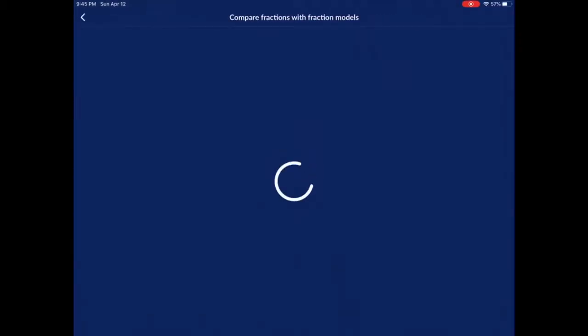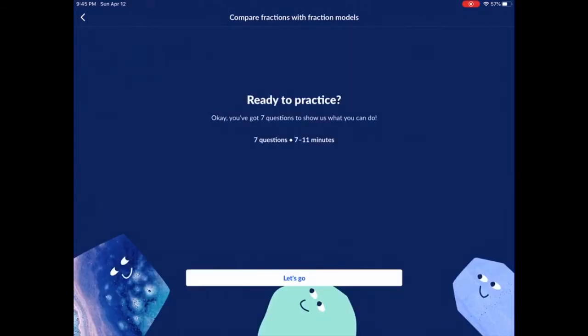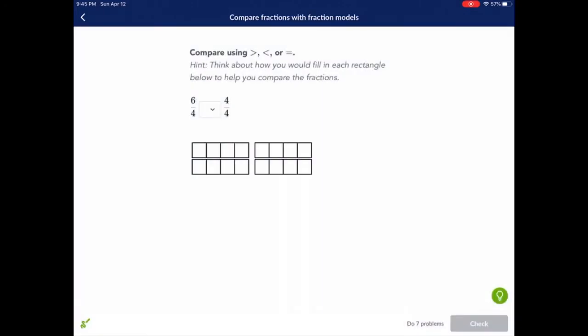So let's just dive into it. Compare fractions with fraction models. Make sure before you start these questions that you watch the videos first. But let's do one question from each of them and kind of talk about it. Okay. Compare using, I'm actually going to get my pen out here so I can circle stuff. Compare using less than, that one's greater than, see, made a mistake already, and less than.